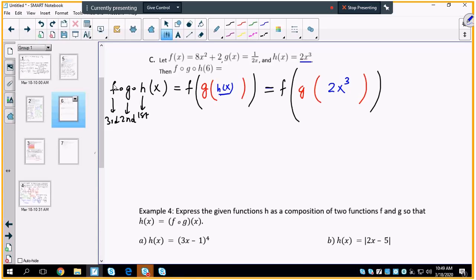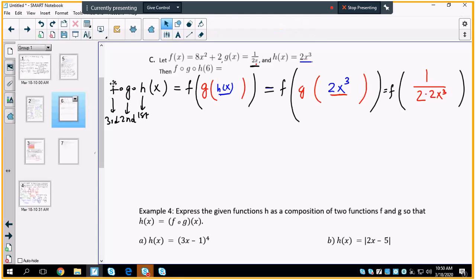Now I will execute what g is going to be. So I will say this is f of, I said we will execute g. Look at g, g is 1 over 2x. So I can go ahead and say that in place of writing g of 2x cubed, it is 1 over 2. I will pause. Instead of writing x, I will write the input, which is 2x cubed. So times 2x cubed. Let's simplify it. The inside first. So this is equal to f of 1 over 2 times 2 is 4, x cubed.